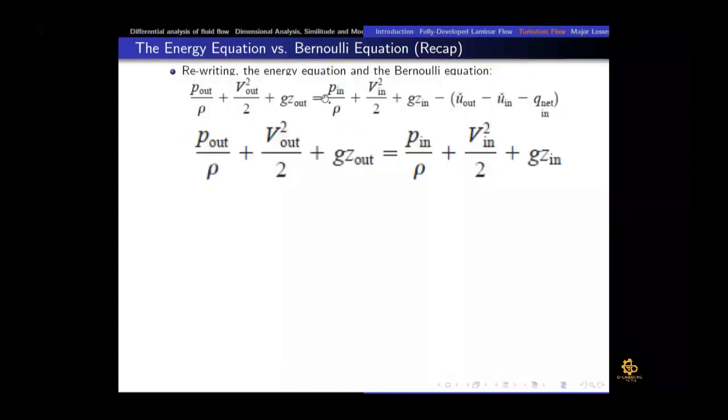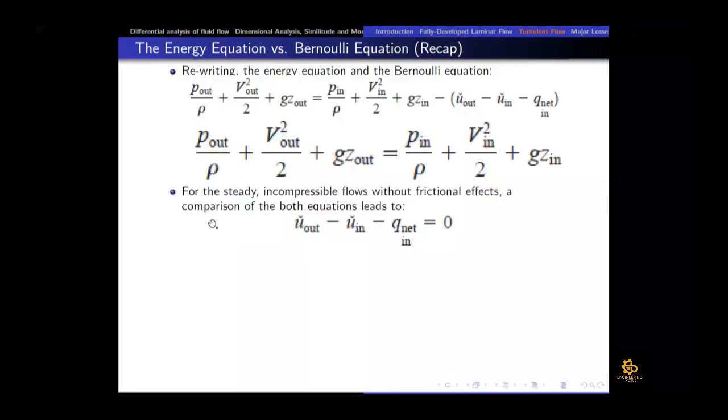Now we can clearly see the comparison between the energy equation and the Bernoulli equation. The energy equation is written on top and the Bernoulli equation is written second, and we can see the additional frictional loss term in the energy equation. So for steady incompressible flows without any frictional effect, that is one of the major assumptions in the Bernoulli equation, this term is always equal to zero, right? But for the case of steady incompressible flow with friction, so we are talking about viscous flow through pipes, in that case this is always greater than zero.